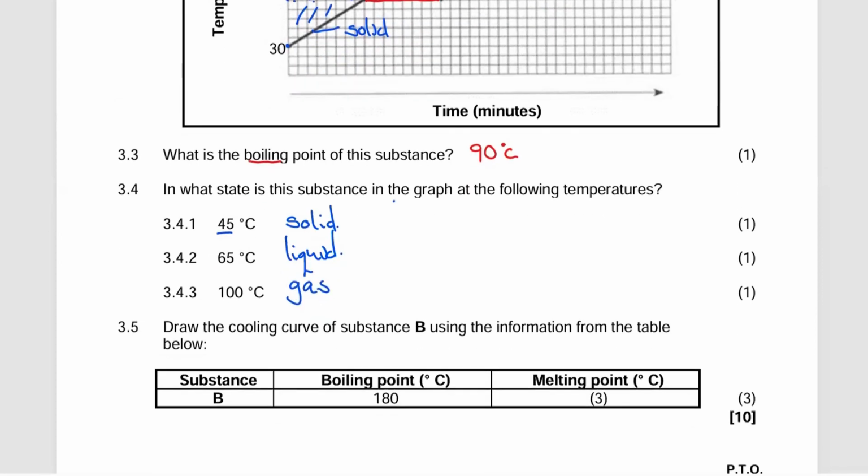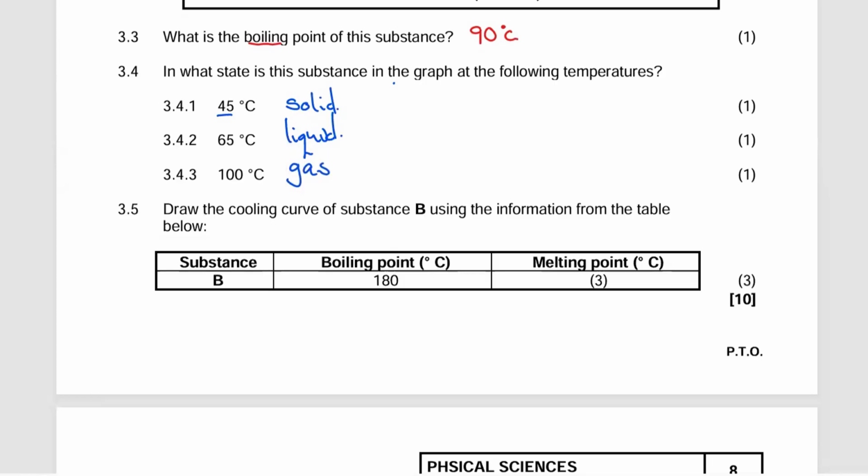Then after that, for 3.5 we've been asked to draw a cooling curve of substance B using the information from the table below. So this is our substance B. Our boiling point is given as 180 degrees. Then the melting point, I'm not sure about the mark allocation, but I will just draw the graph from the information that is given.